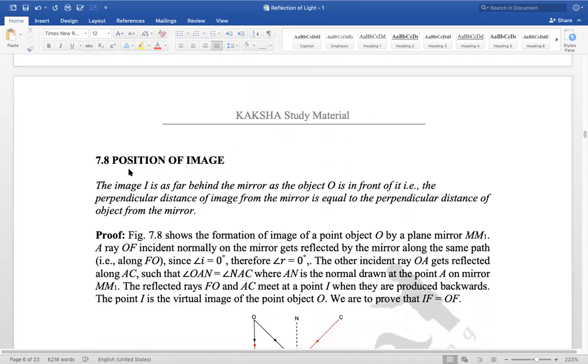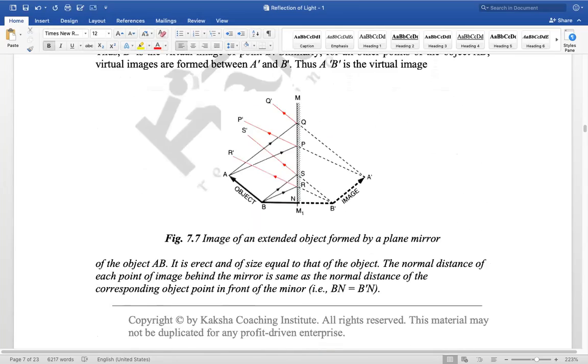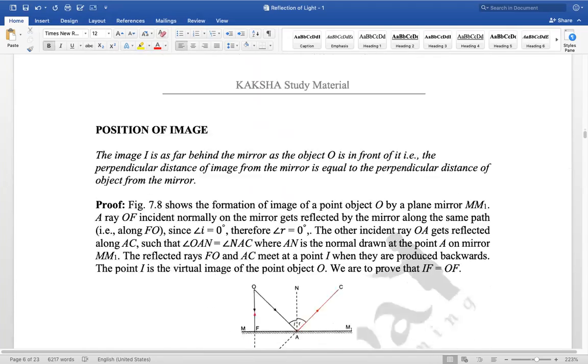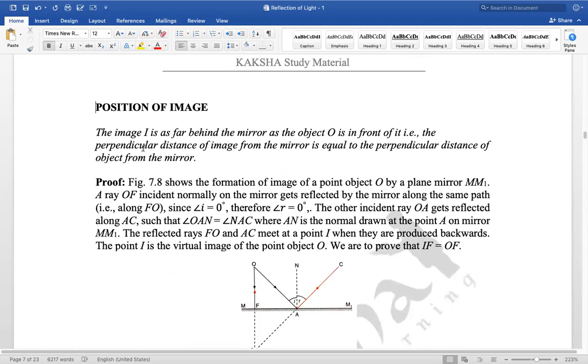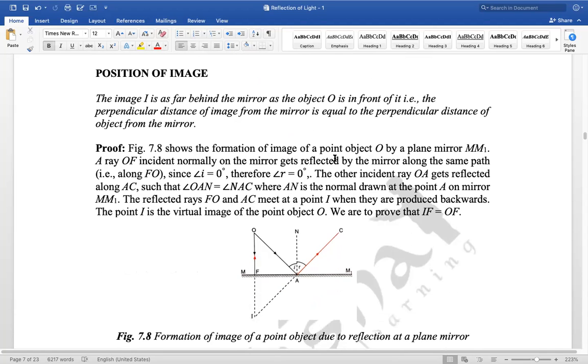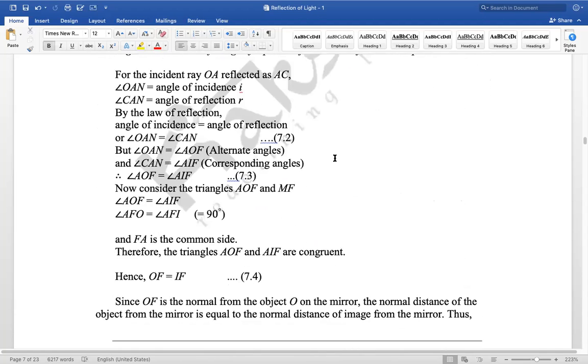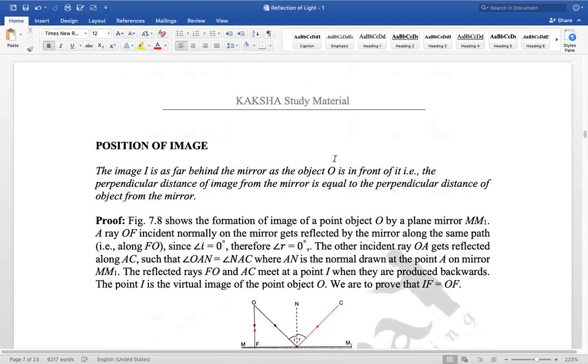Now, position of image. Let image I be as far behind the mirror as the object O is in front of it. That is, the perpendicular distance of the image from the mirror is equal to the perpendicular distance of the object from the mirror. Now we are doing a proof of that.